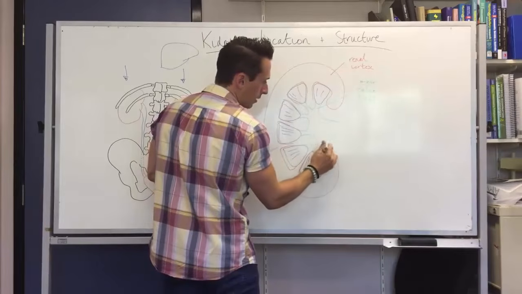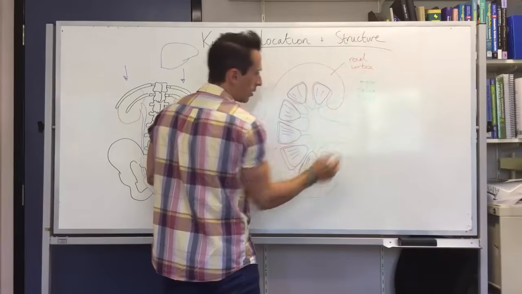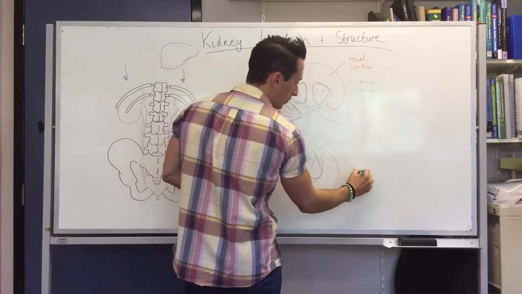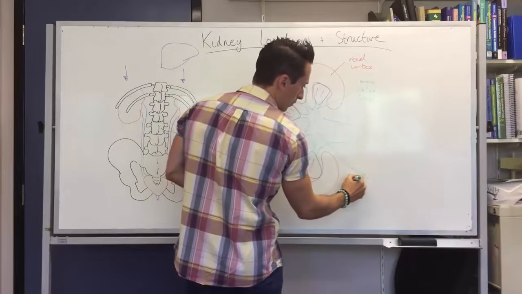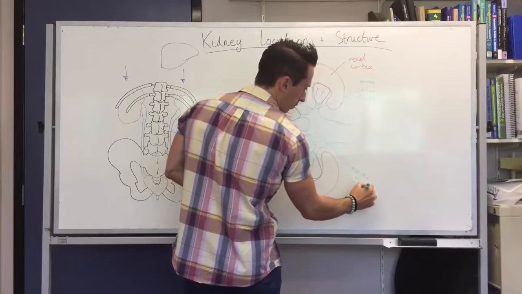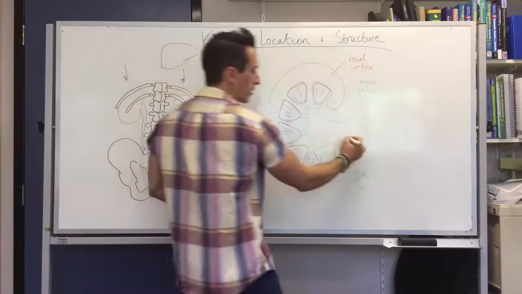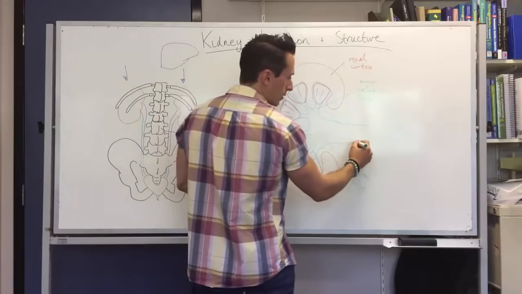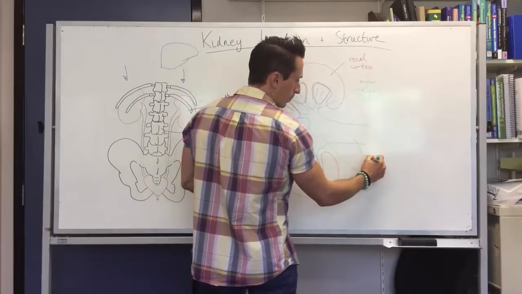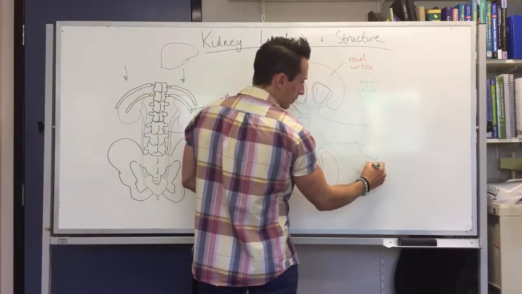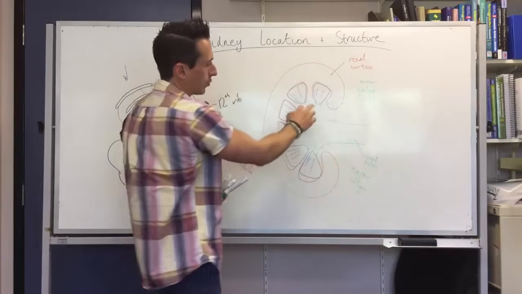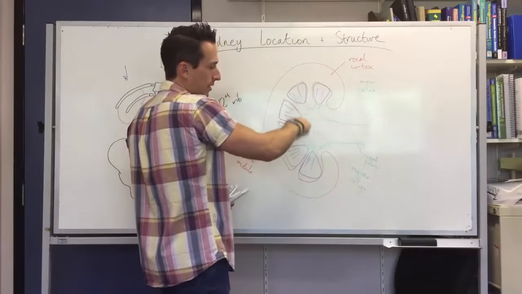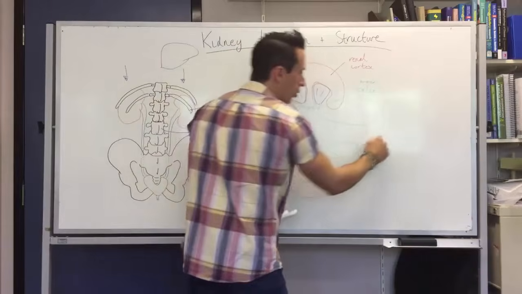And what do these minor calyces form when they connect up with each other? Well, they form a major calyx, a major cup. And that this major calyx forms a funnel right here, which is called the renal pelvis. Now what's the whole point of having these little cups here and this big cup here and this renal pelvis here? So minor calyces, major calyx, and then renal pelvis.